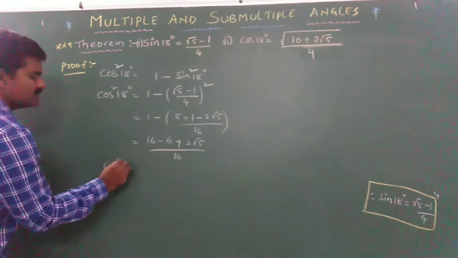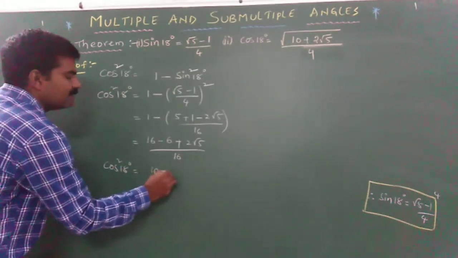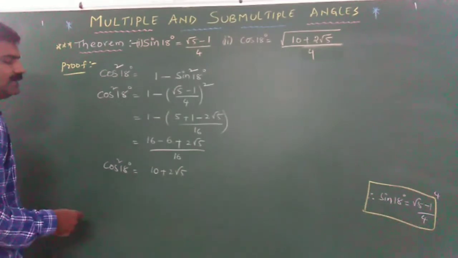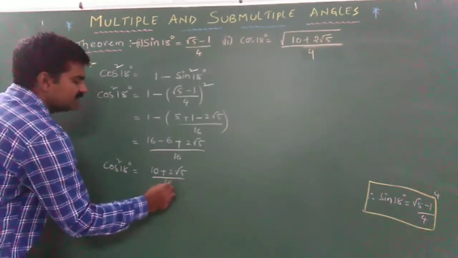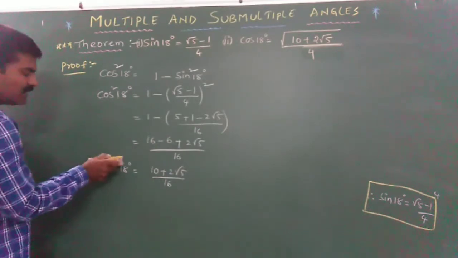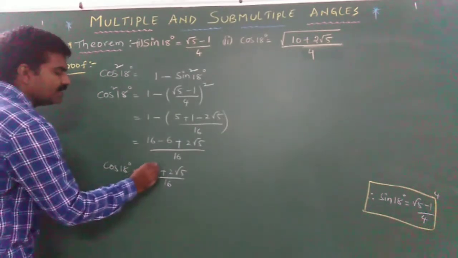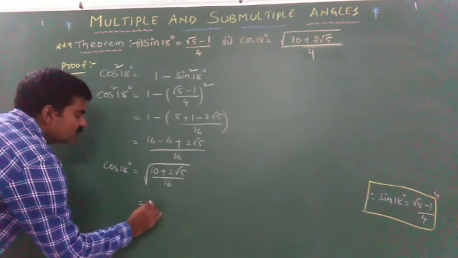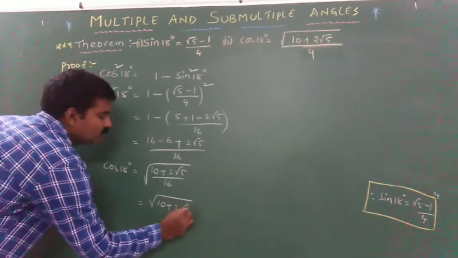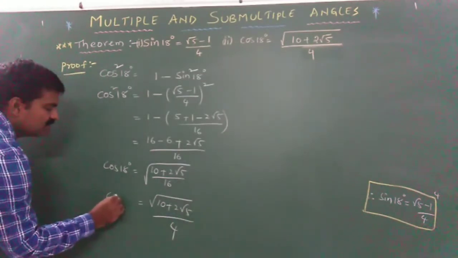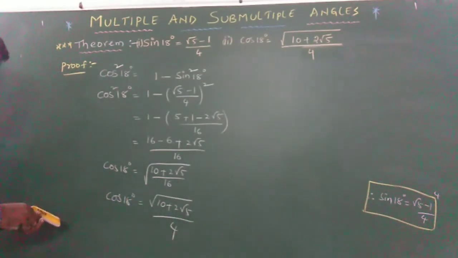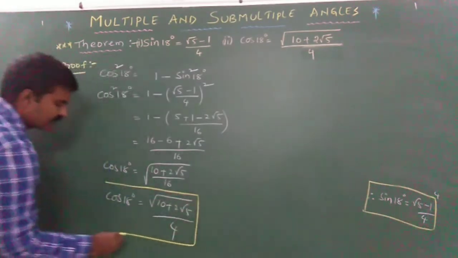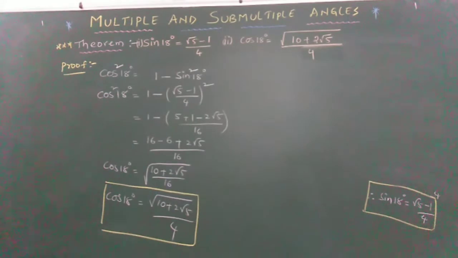Hence cos square 18 degrees is equals to 10 plus 2 root 5 by 16. So from this, when you want cos 18 degrees, you can apply square root here, hence which is equals to root of 10 plus 2 root 5 by 4, which is equals to cos 18 degrees. So therefore cos 18 degrees is equals to square root of 10 plus 2 root 5 whole divided by 4.